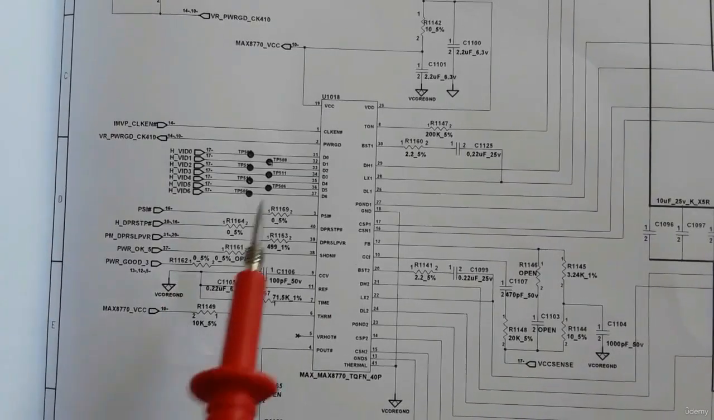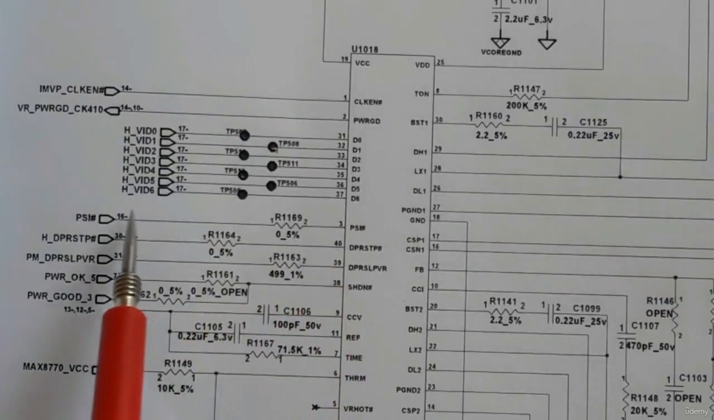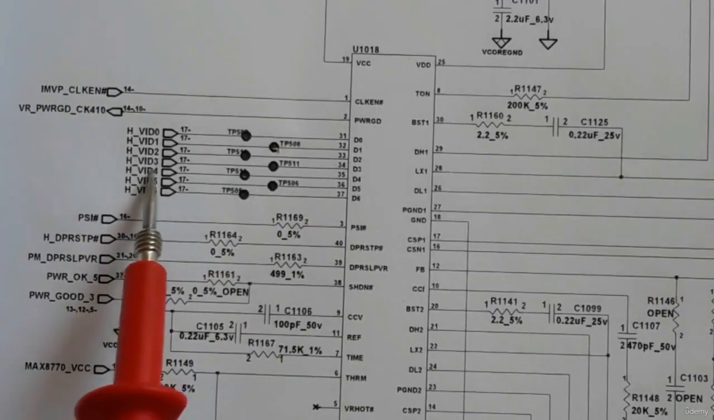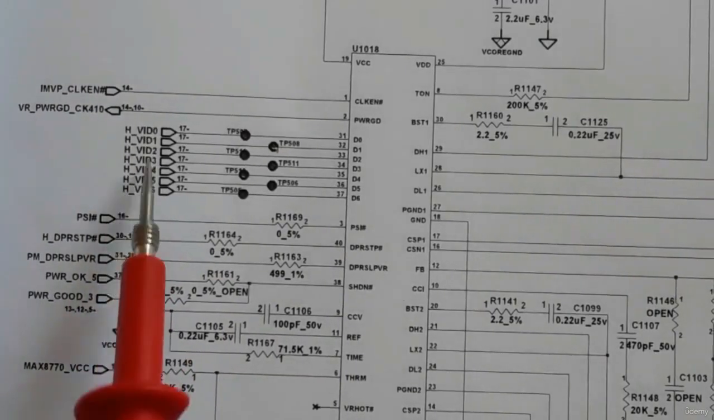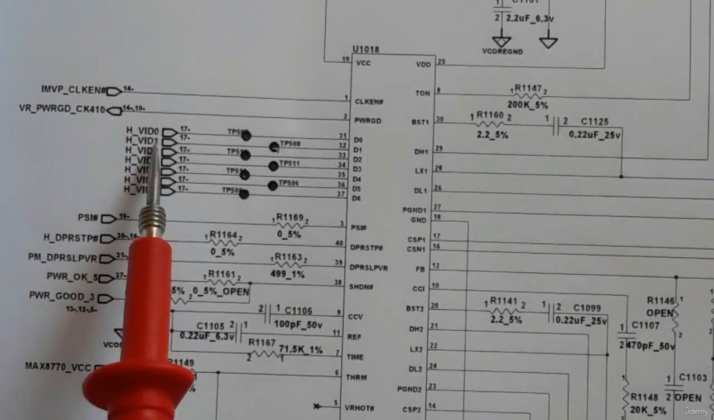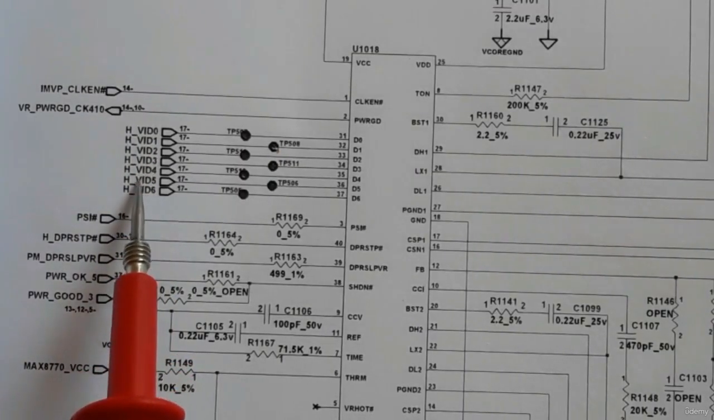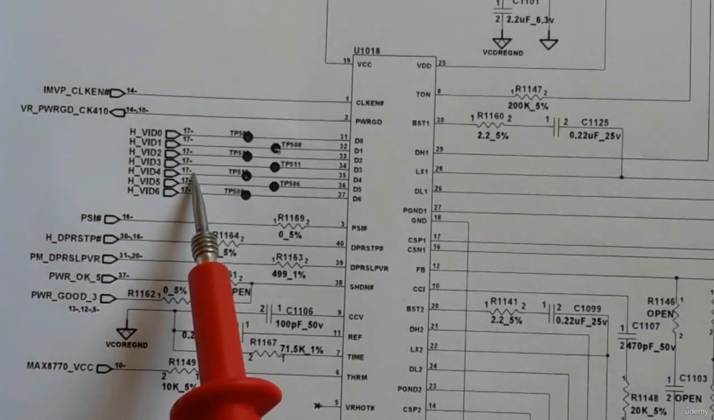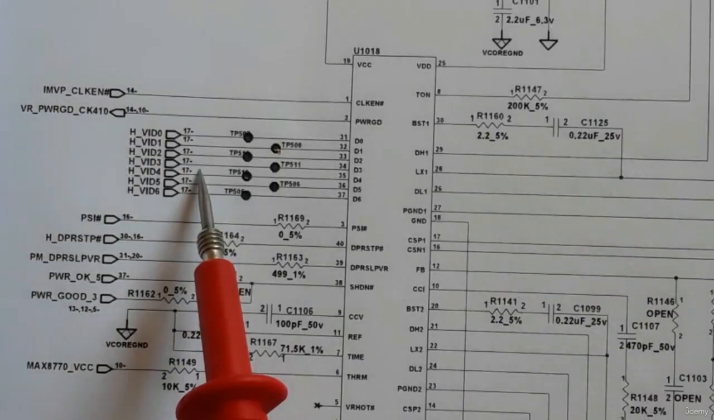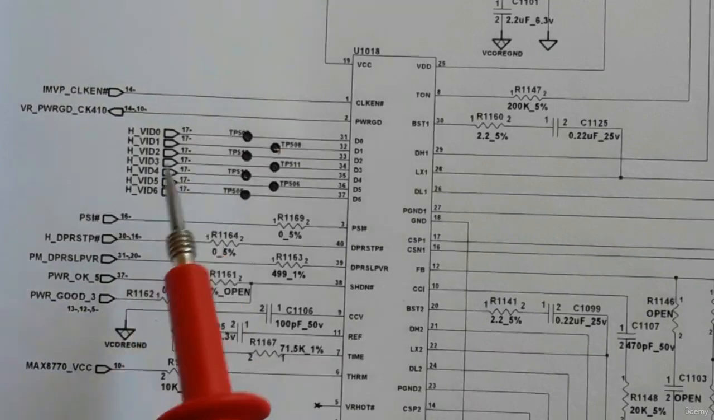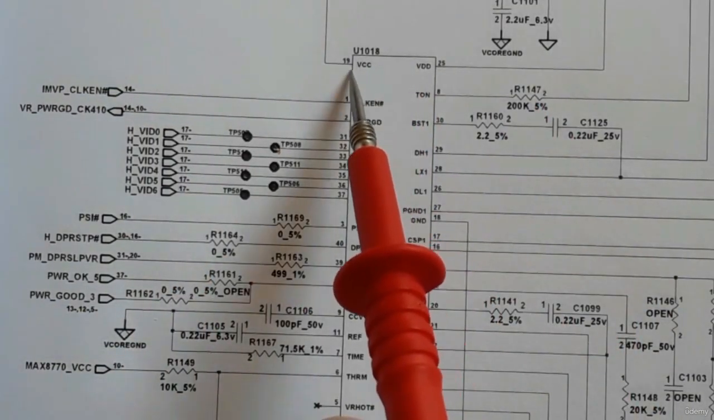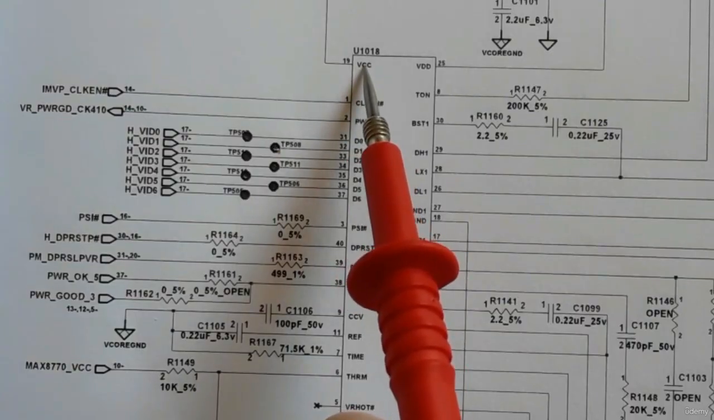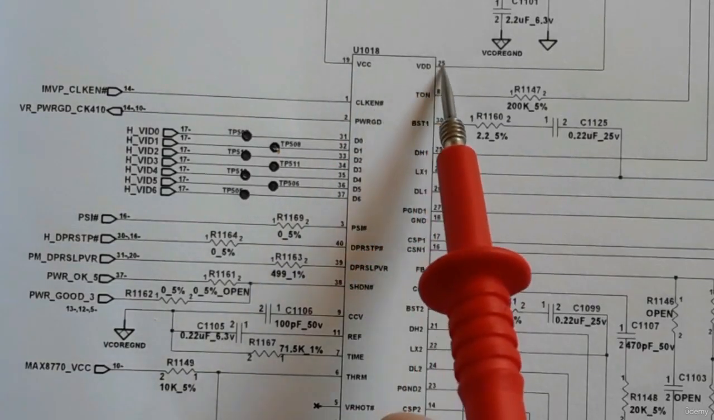So for the power management IC to generate the VCC core, it should receive some voltage ID. As you can see, these are the IDs, 8 IDs. This ID determines the appropriate voltage for the CPU. Every CPU has its specific IDs. Based on the ID, the power management IC can generate the appropriate voltage for the CPU.